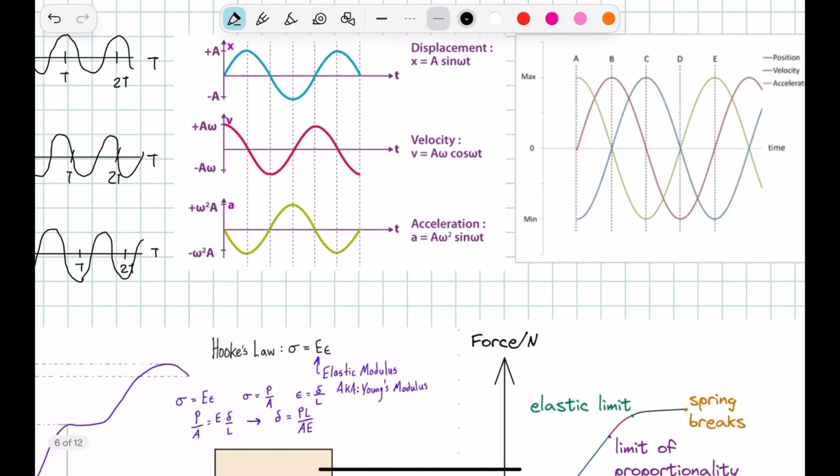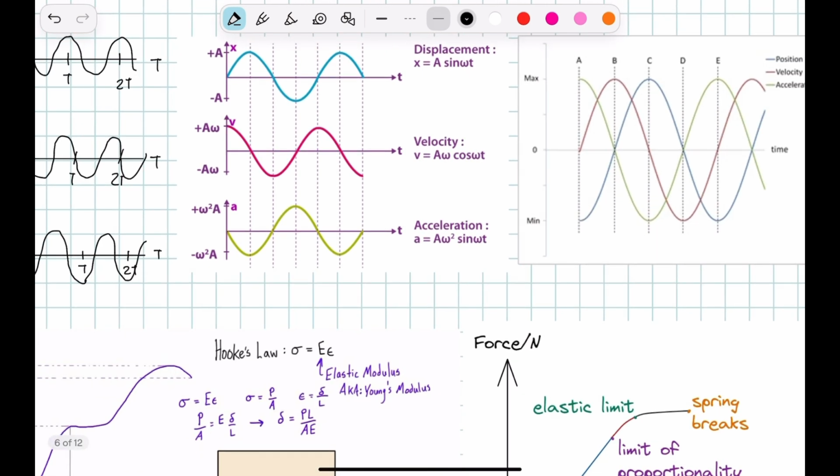And then for acceleration, we can see that the acceleration starts at 0, then it goes negative, then it goes to 0, then it goes positive, then it goes back to 0, then it goes back to negative, then it goes back to 0.